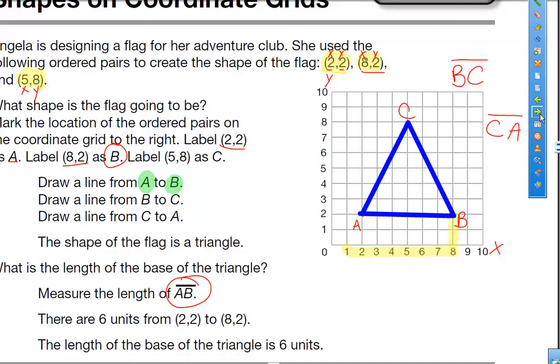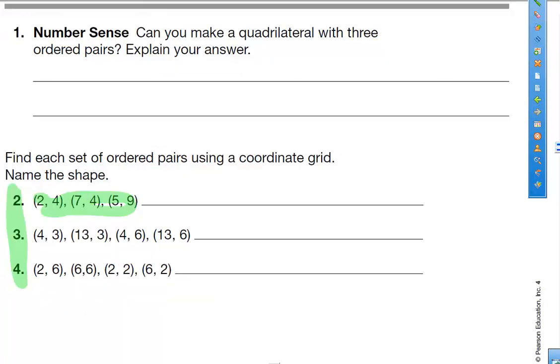Okay, when you're done, you're going to plot these points on your graph. So remember, it goes X, Y, X, Y, X, Y. Your first one, you're going to go over 2, up 4, put a dot. Over 7, up 4, put a dot. Over 5, up 9, put a dot. So the first one was (2, 4).